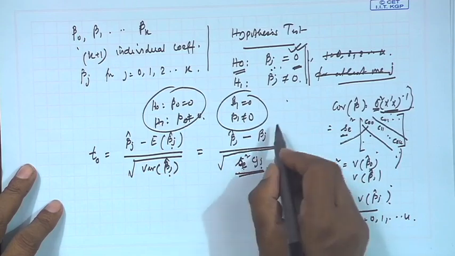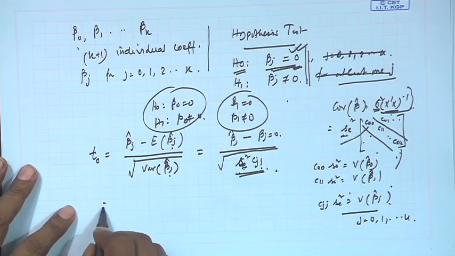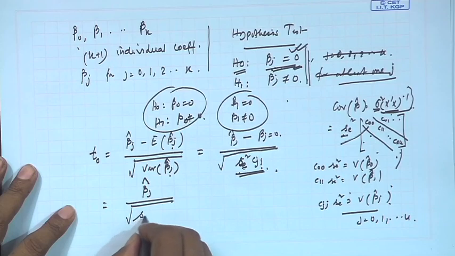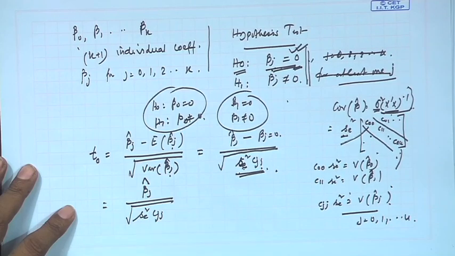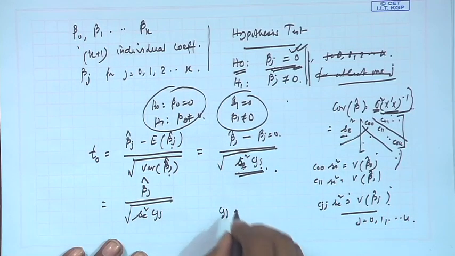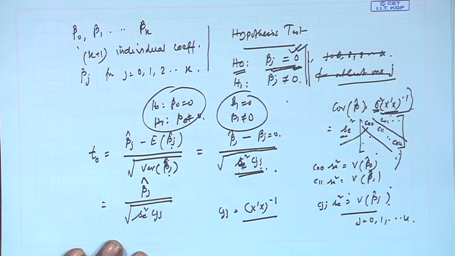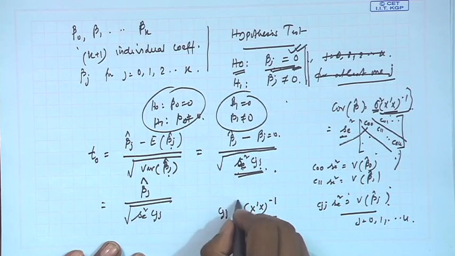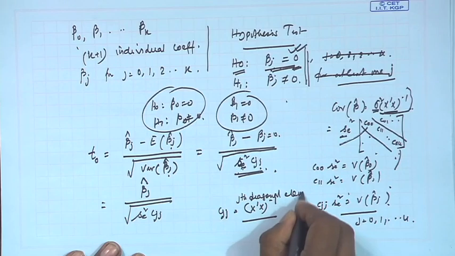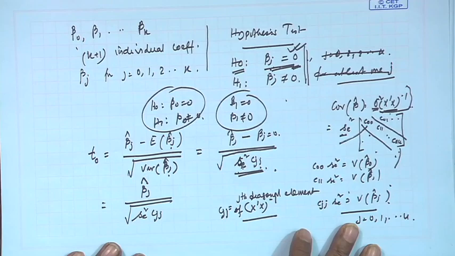Under H0, beta j equals 0, so this quantity becomes 0. So T0 becomes beta j cap divided by square root of sigma square C jj. Please keep in mind C jj is the jth diagonal element of X transpose X inverse.